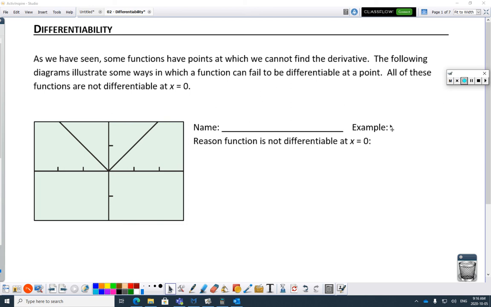I'm teaching this time. Differentiability. All the word differentiability means is, can we do the derivative?